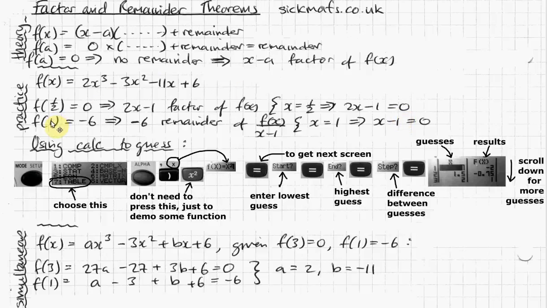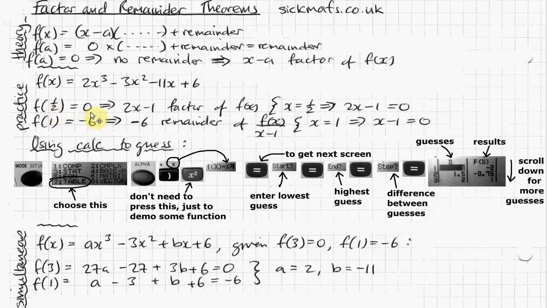Now if I put 1 into the function, so x equals 1, and the result is minus 6, that means minus 6 is my remainder if I do f of x divided by x minus 1. How did I get x minus 1 from 1? Again, x equals 1 gives me x minus 1 equals 0. Just rearrange it to make it equal to 0, and you know what you divided by. So the factor theorem and remainder theorem are really easy.